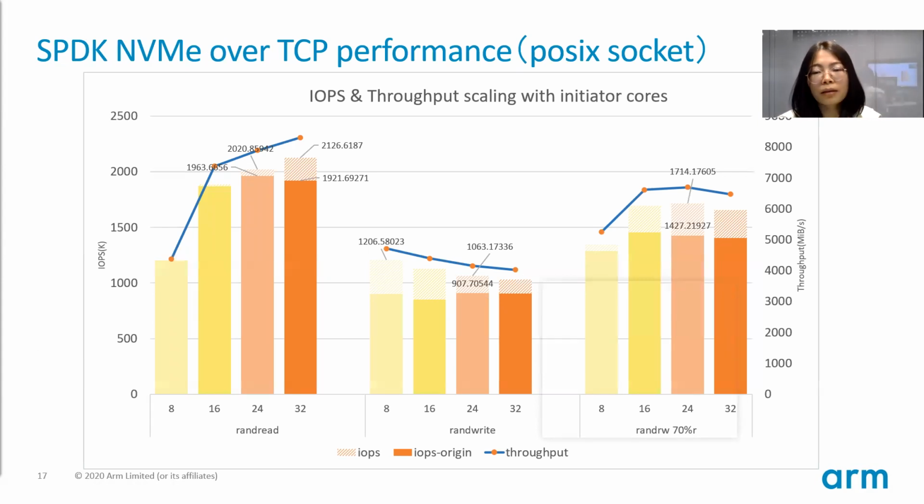This is the final performance. The column with solid filling is the original performance, and the columns with oblique line filling are the IOPS with tuning and optimization. With 24 initiator cores, the mixed random read-write performance increases from 1.4 million to 1.7 million IOPS, and write IOPS reaches 1 million and read IOPS reaches 2 million.